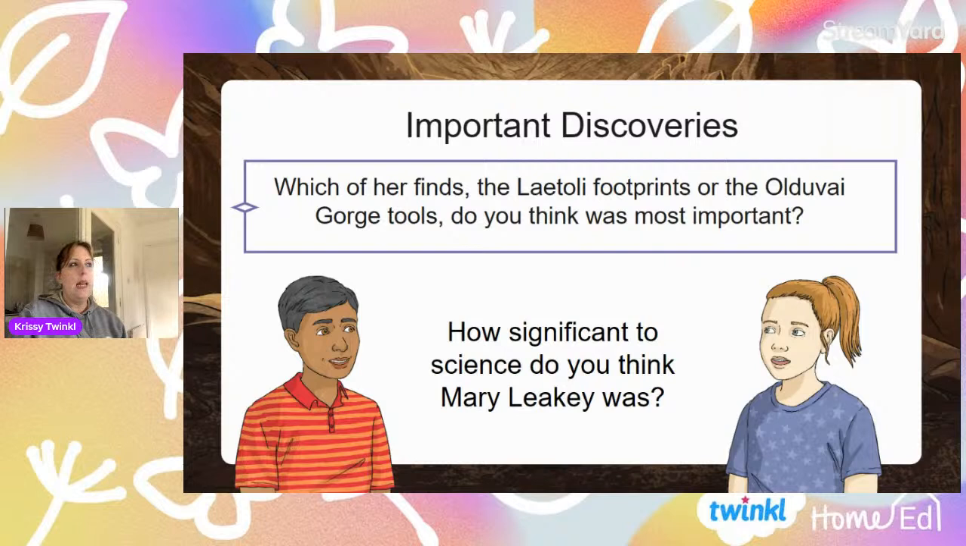And then what I'm going to leave you with is to think about how significant to science you think Mary Leakey was. There's that skill of interpretation again. Do you think she's really significant? Do you think she's not particularly significant? Maybe, if you wanted to, you could go and research some more about human evolution. You could find out some more about other scientists that have added to these theories to help you work out how significant Mary Leakey was.